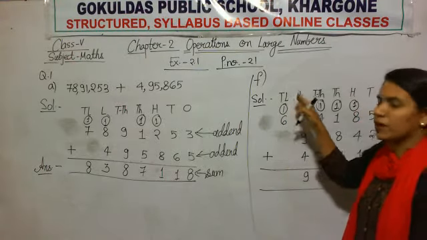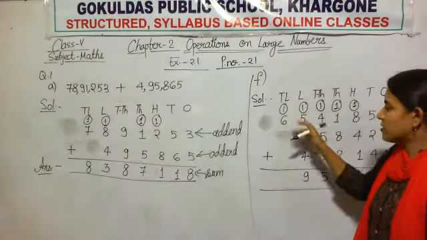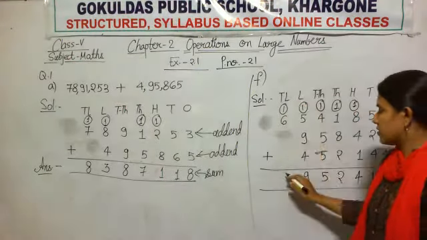That is the last column, the 10 lakhs column. 1 plus 6 is 7. Now it is your result, it is your answer. So the result of addition is called sum. The result of addition is called sum.